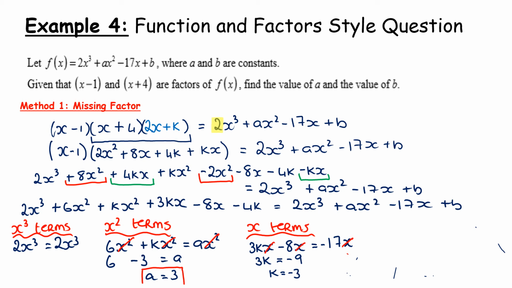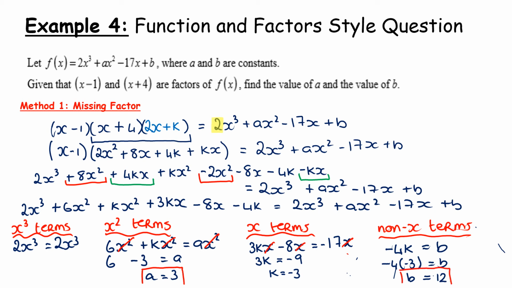And now I just need to work out my non-x terms. So they're my constants, but I think calling them your non-x terms, students tend to get on a little bit better with them because they remember, well, actually it's not about the letters, it's about the ones that don't have the x. So minus 4k equals b. I already know that that's minus 3. And I get b equals 12. Great, so I found my value for a and my value of b using the missing factor method.